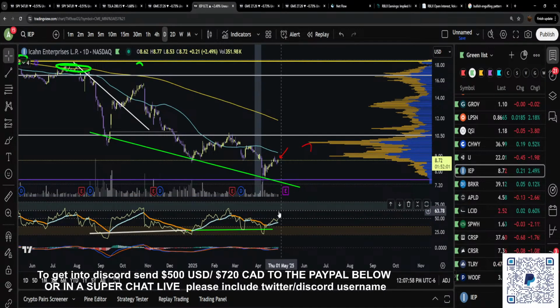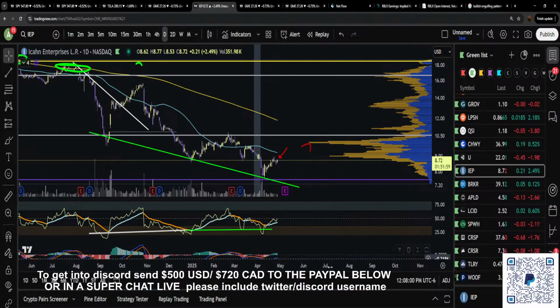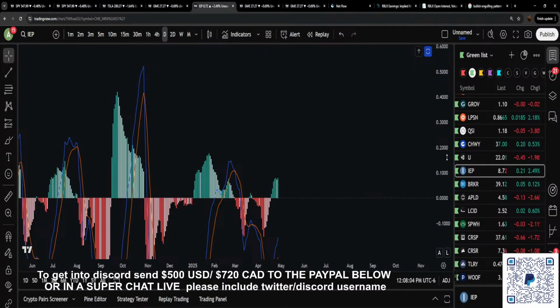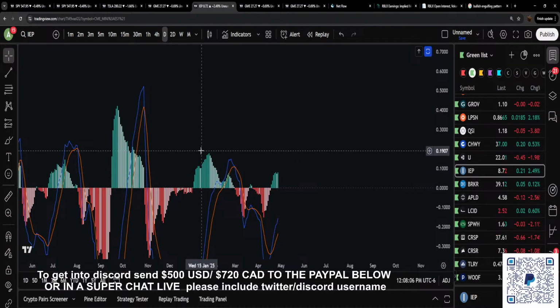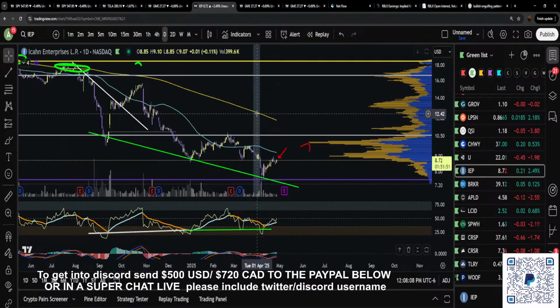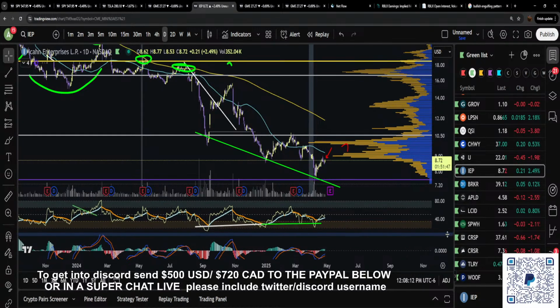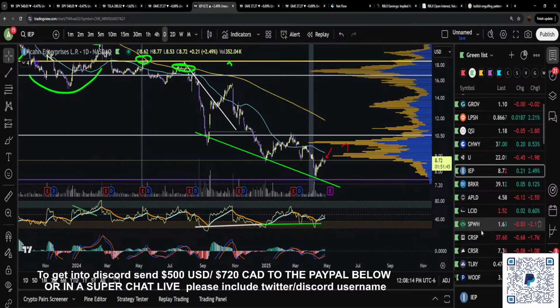Daily RSI needs to break that center line. Then we kind of need a MACD cross through the center line, which would be really nice. You guys can also see if we open up that MACD, there's not a ton of momentum compared to some of the moves prior during this downtrend. So I'm not getting too excited yet, but IEP looks okay.